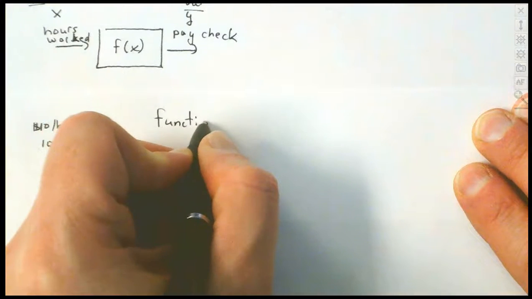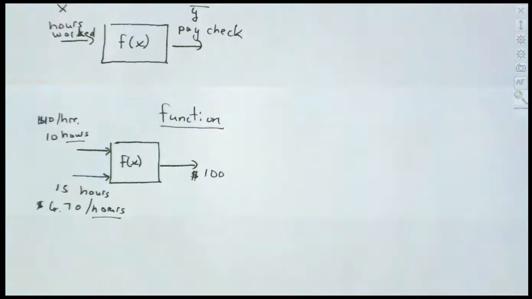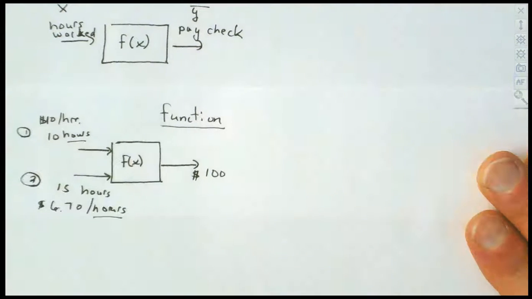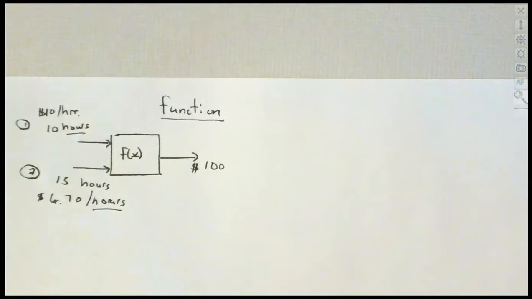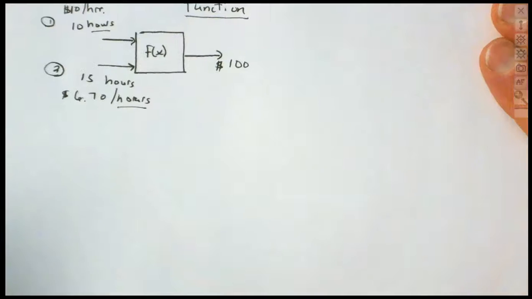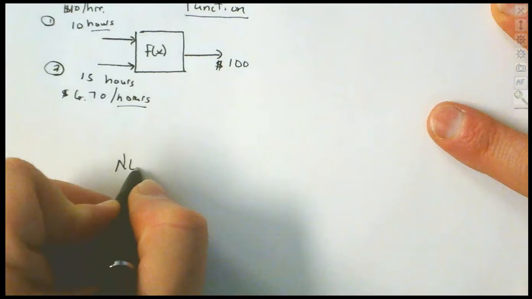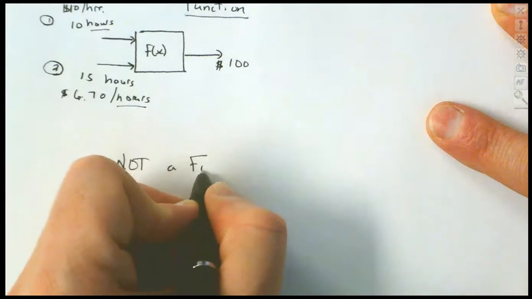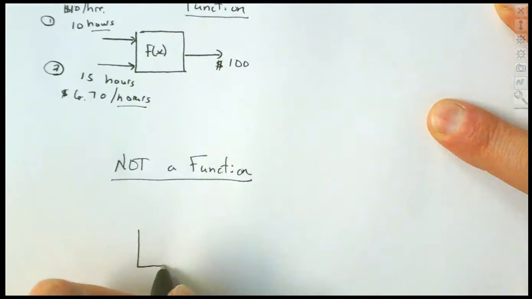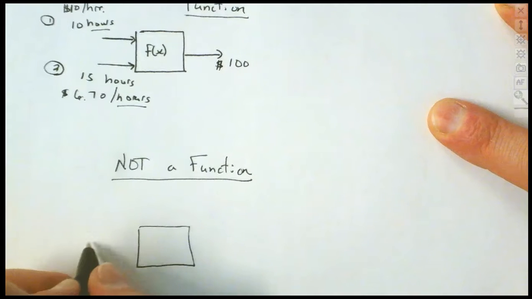Something goes in, something else goes out. This is one person here, and this is another person here. So that's an example of a function. You can have different employees working different numbers of hours to make the same amount of money. However, you cannot have the same employee get paid two different amounts. So this one was a function. This one is not going to be a function, and we're going to talk about why.